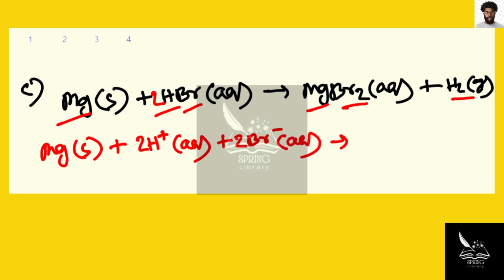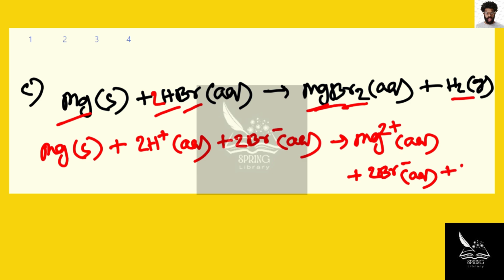And then in the product we will have, since it's an ionic compound, it will also be dissociated into its ions, a soluble ionic compound, Mg2+ and 2Br-, and we have hydrogen gas. All right, now we have to cut our common ions from both sides. So a common ion here is bromide.